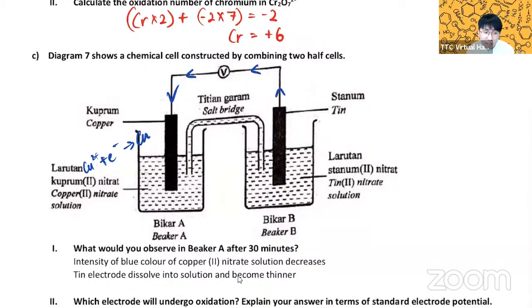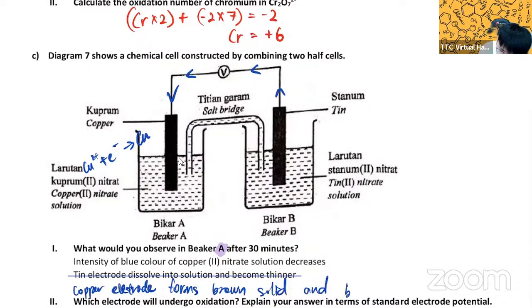And then this second answer, I think, is not suitable here because they want to observe in beaker A. You get it? So I will say this is actually wrong. It's not a wrong answer, I mean, it's wrong for this question. Because tin, when it donates electrons, may actually dissolve and become thinner. This is not wrong if it's at B, but now they only want A. So let me give you another answer. When you form copper, where does copper go? Copper will stick outside the copper electrode. So what happened to the copper electrode? The copper electrode forms brown solid and becomes thicker.